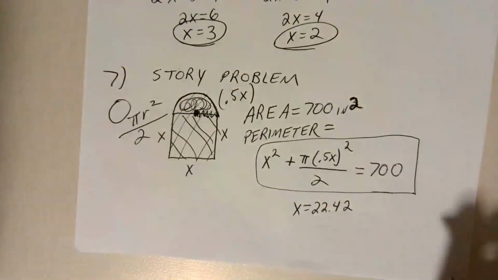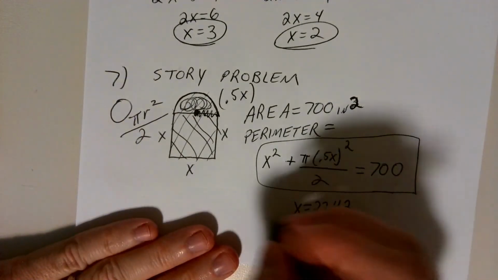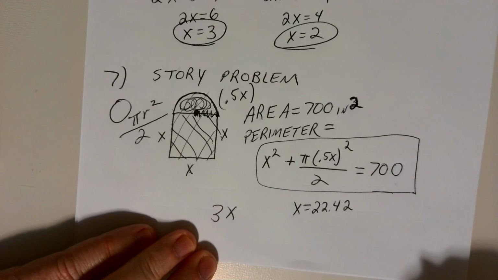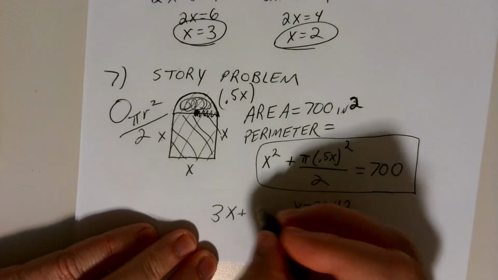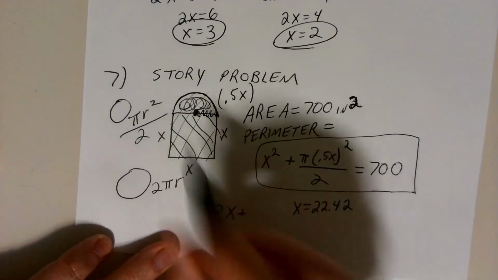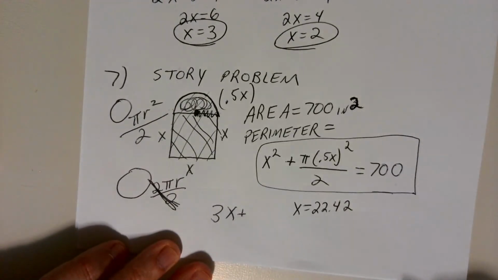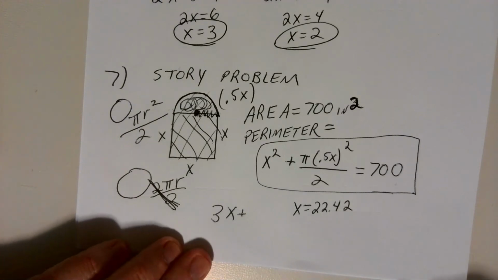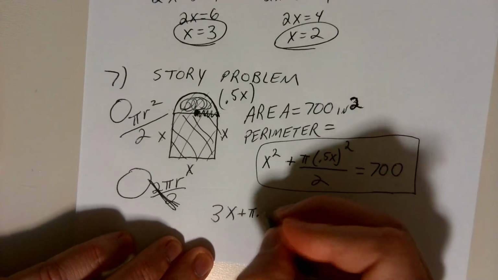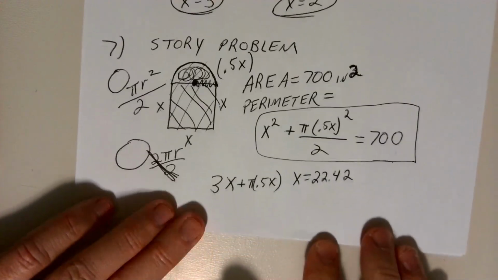Okay, but that's not my answer to my question. My answer is I need to know the perimeter. So I know that I have this x plus this x plus this x, so 3 x's, plus the circumference of a circle, which is 2 pi r, but I only want half of that circle. So if I divide that by 2, technically I just have pi r. So plus pi times my radius, which was 0.5x. So that's what I need to be able to do, and add all those up.